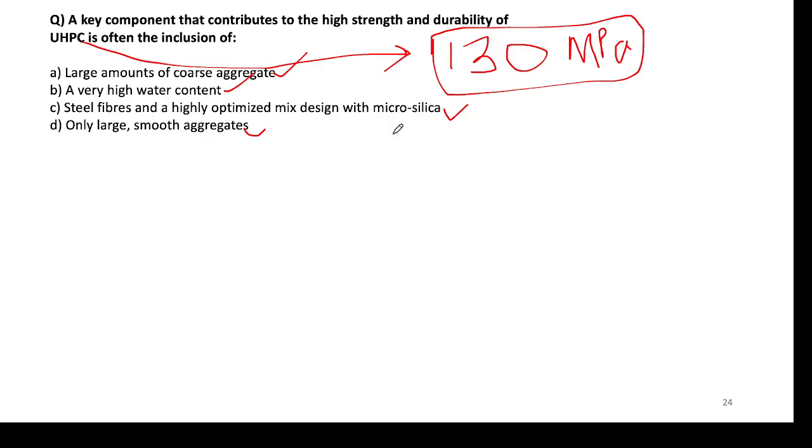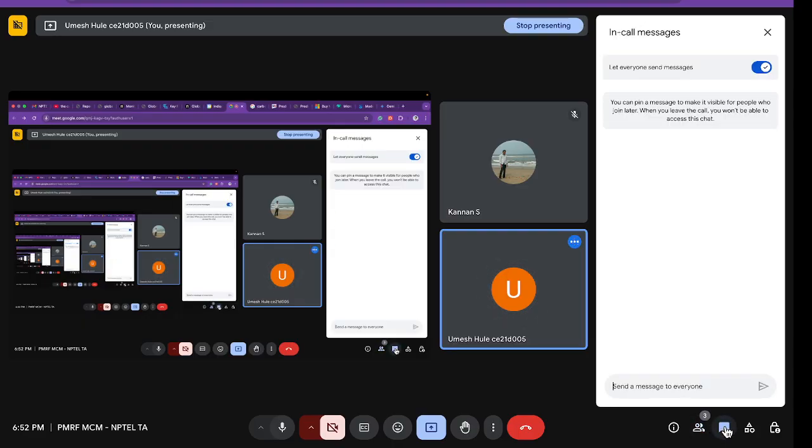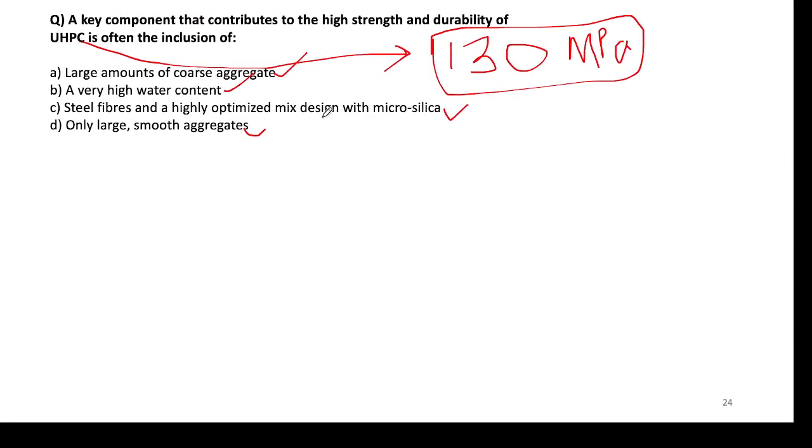So how can we achieve that strength? What constituent do we have to use to achieve that strength? Shall we use larger aggregate? Shall we use very high water content? Shall we use only smooth aggregate, or what? You can answer in the chat box. Okay, people are saying C. Let's see the answer. Answer C is correct.